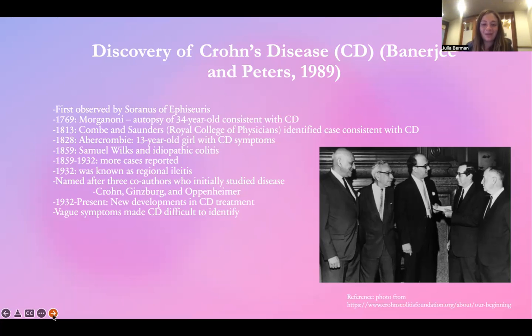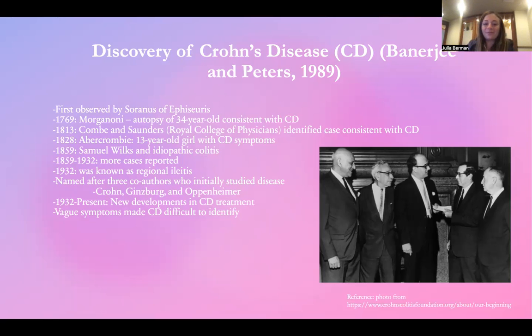In 1828, Dr. Abercrombie observed a 13-year-old girl with Crohn's disease symptoms. This sort of illustrated historically how this presentation of Crohn's disease can vary in ages. For instance, we have a 34-year-old and now a 13-year-old child with symptoms of Crohn's disease. In 1859, Dr. Samuel Wilkes observed what was then called idiopathic colitis, which was basically the inflammation of the bowel consistent with Crohn's disease today.